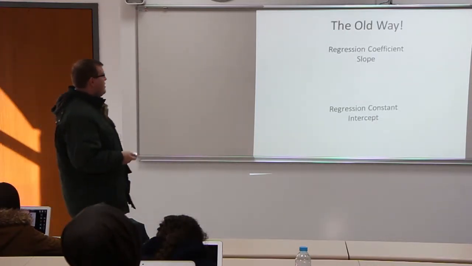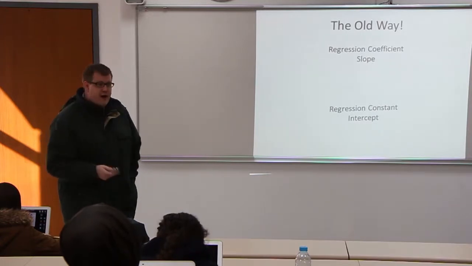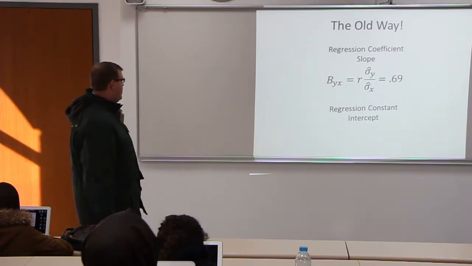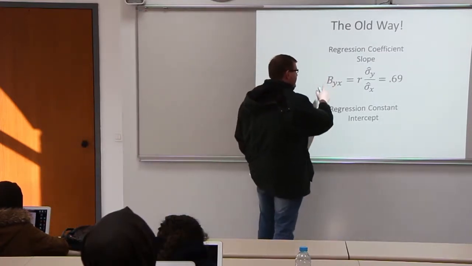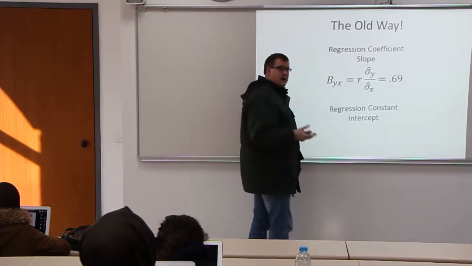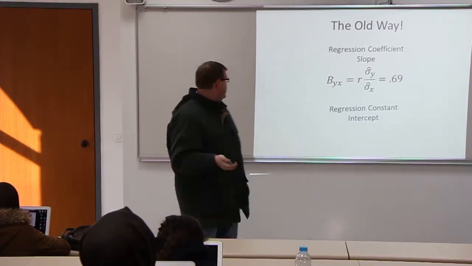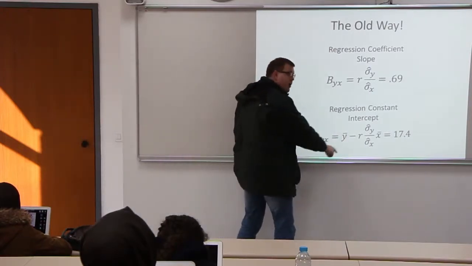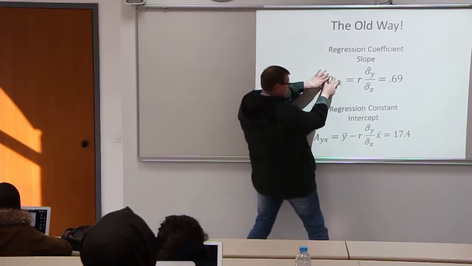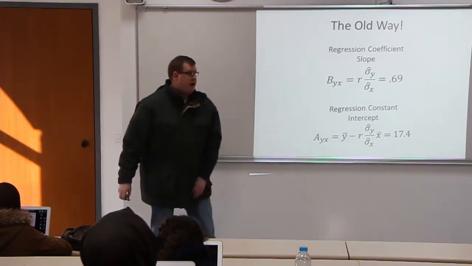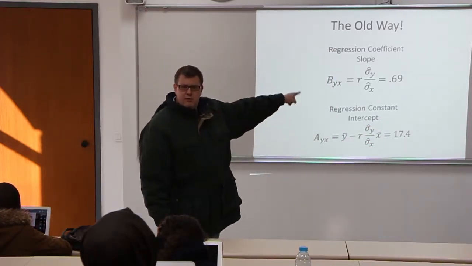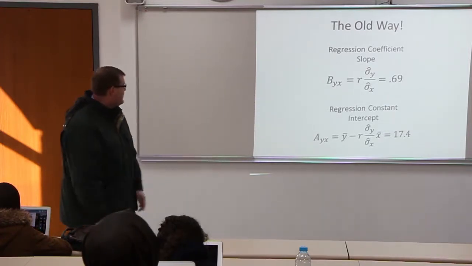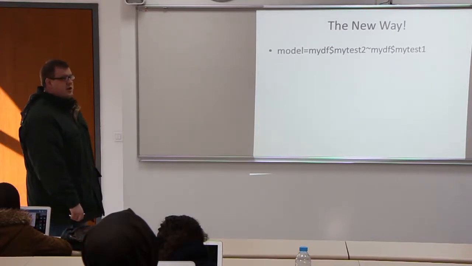So the old way that we found the coefficients and we found the constant was this, right? The coefficient or the slope was just the correlation times the estimated standard deviations. And then the regression constant or the intercept was just the mean of y minus the slope times the mean of x, right? And this is what we found in the previous class. We found a slope of 0.69 and a constant of 17.4. Let's do it the new way.